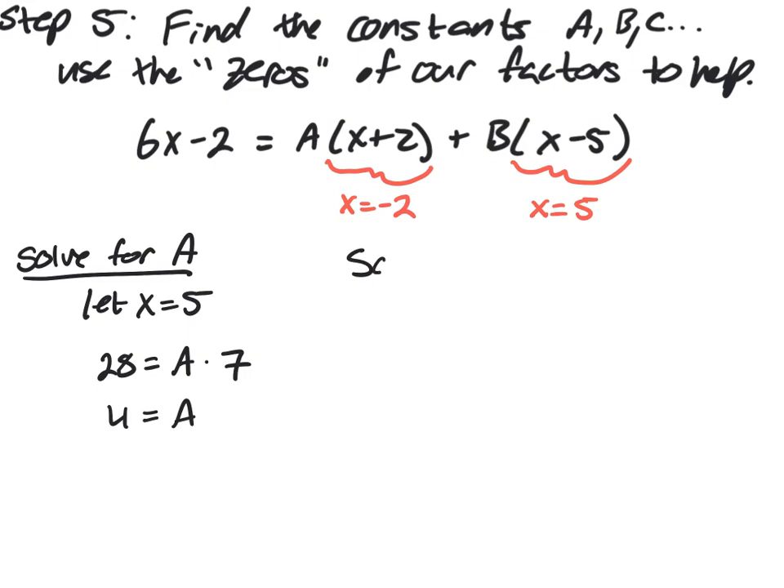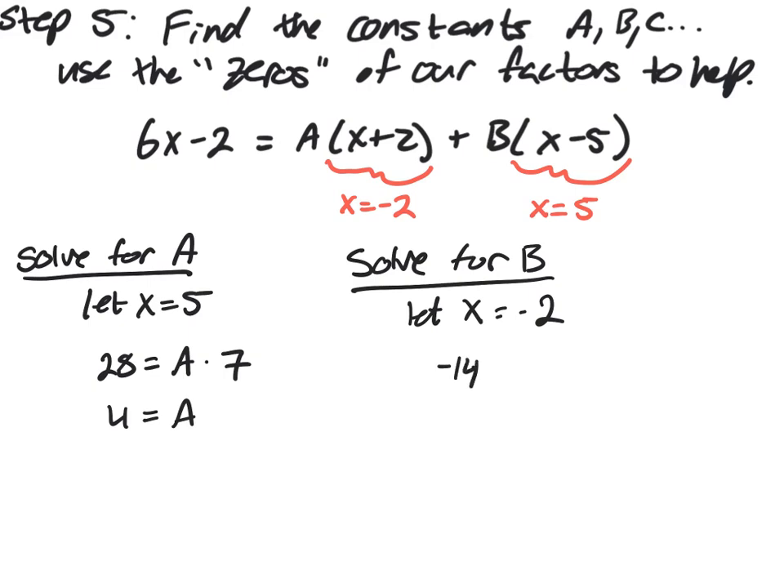Let's do very similar, solve for b. So this time I want to find b, so this time I want the other term to be 0. So let's let x equal negative 2. So this time everywhere I see an x, we're going to substitute in a negative 2. So we'll get negative 14 equals b times negative 7. Finish solving, and we'll get 2 equals b.